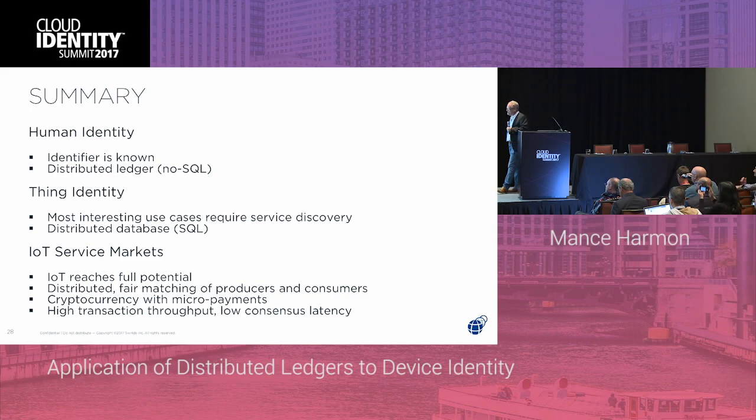And then IoT service markets. This is where IoT reaches its full potential. It has to be distributed and fairly matching the producers and consumers, meaning that you don't give preference. Part of the trust model is that if I engage in commerce in this economy, I'm not going to be susceptible to a third party giving preference to their best friends, or manipulating the order of transactions to an unfair advantage that hurts me in some way. The cryptocurrency with micropayments is going to be critical for this economy. And of course, it has to be able to support high transaction throughput with low consistency latency to scale to the number of IoT transactions that we would envision.